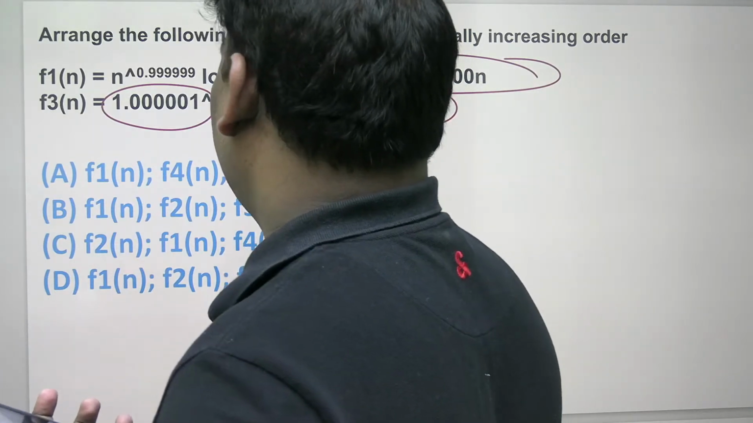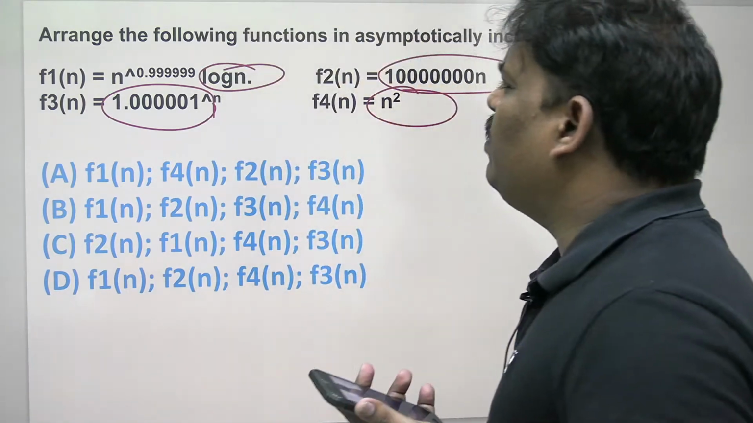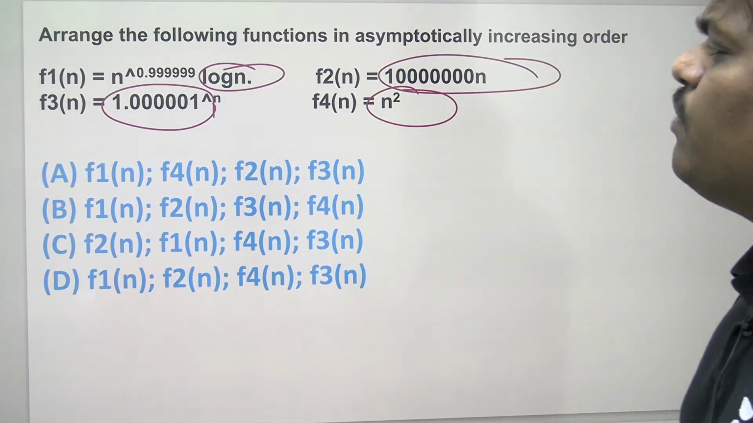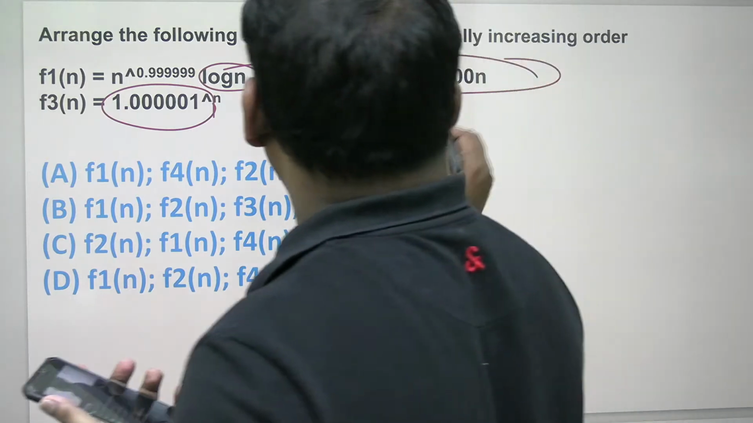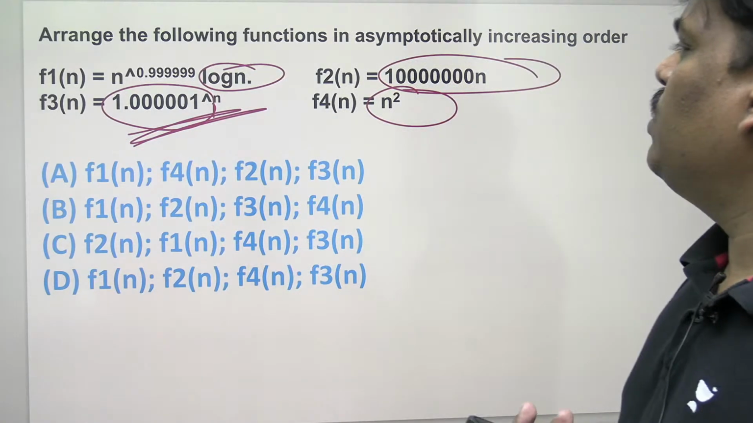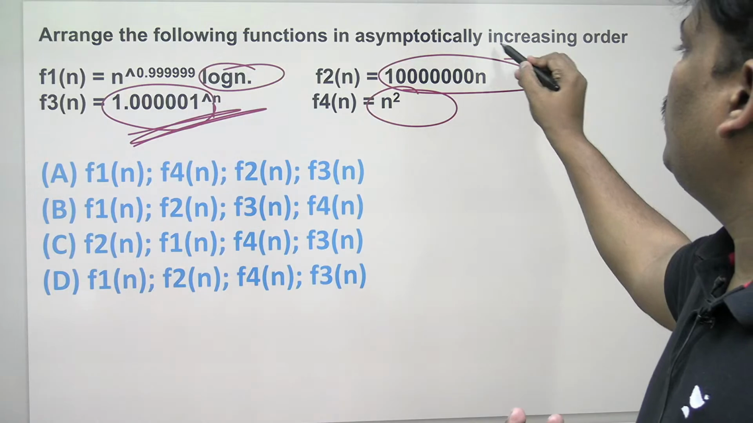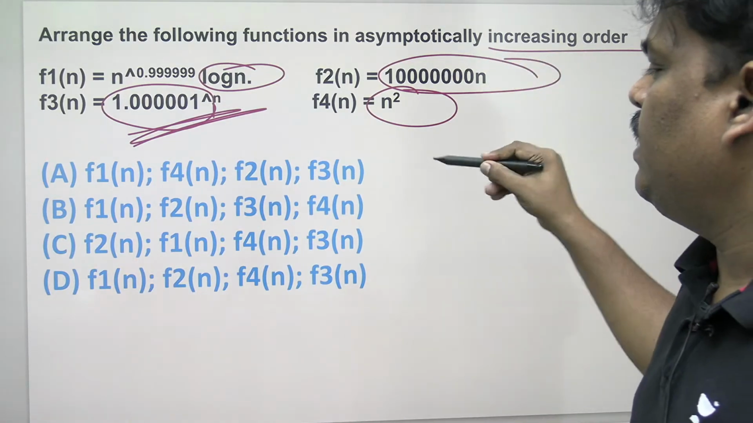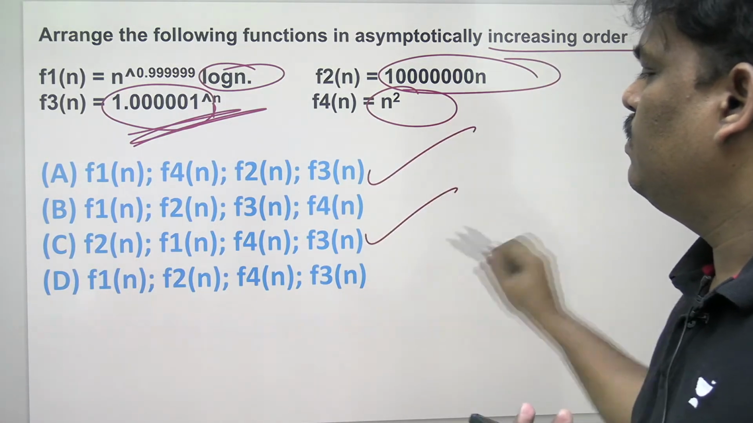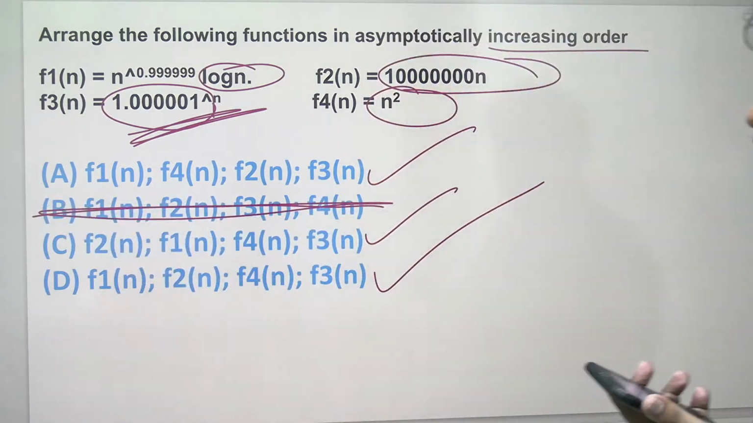Let me check once. This log n is not in the power. So I think everyone knows, among all of them, the bigger one is this. F3 is the exponential. F1, F2, F3, F4. F3 is the larger one. What do you want? Increasing order. F3 is final, so it cannot be the answer. F3 is final because F3 is the exponential function.